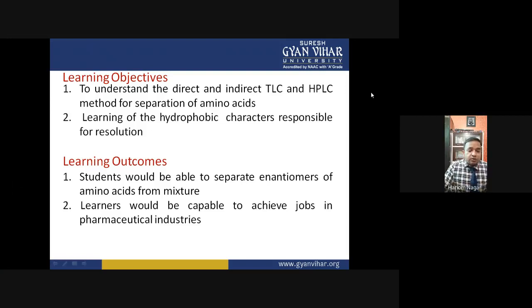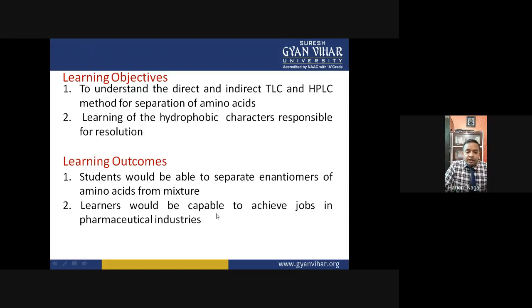The learning outcome of this class is that the student would be able to separate enantiomers of the amino acid selenium-methionine from its racemic mixture, or if it is not a racemic mixture, then we can also separate them from any mixture of the enantiomers.